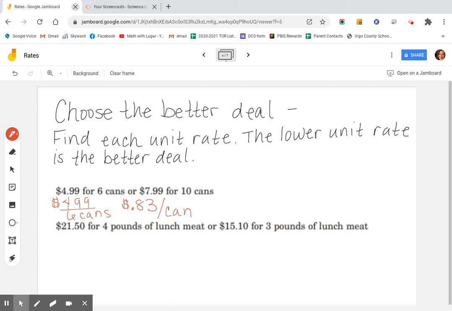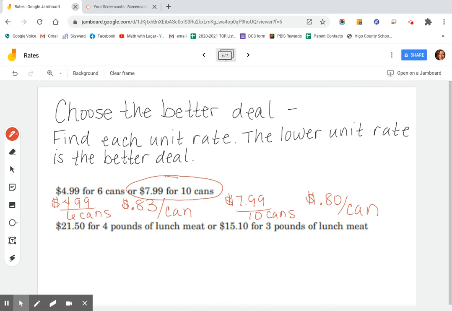On the other one, I'm going to take $7.99, and that's for 10 cans. So $7.99 divided by 10, and then you would round that to the nearest hundredth, because for cents you get 2 decimal places. That one ends up being 80 cents per can. So the better deal is $7.99 for 10 of them.